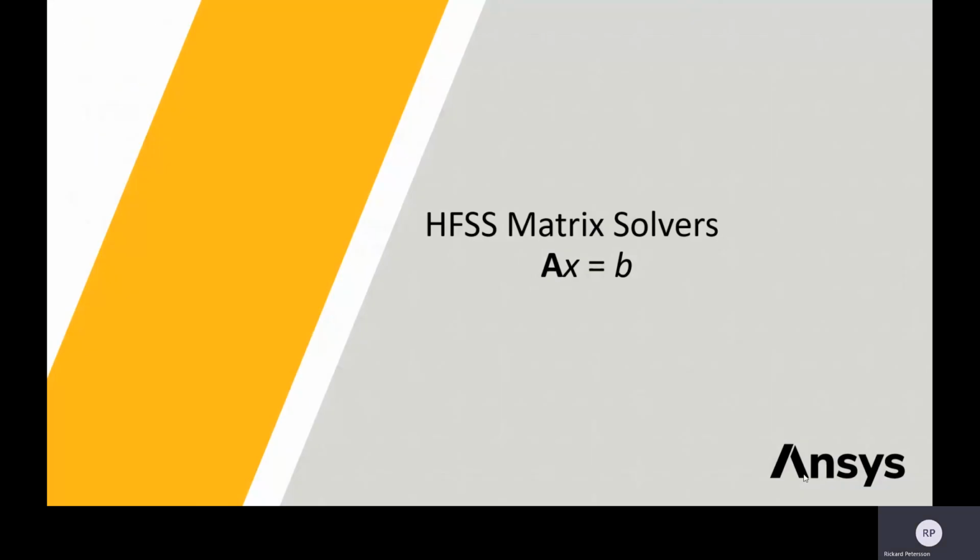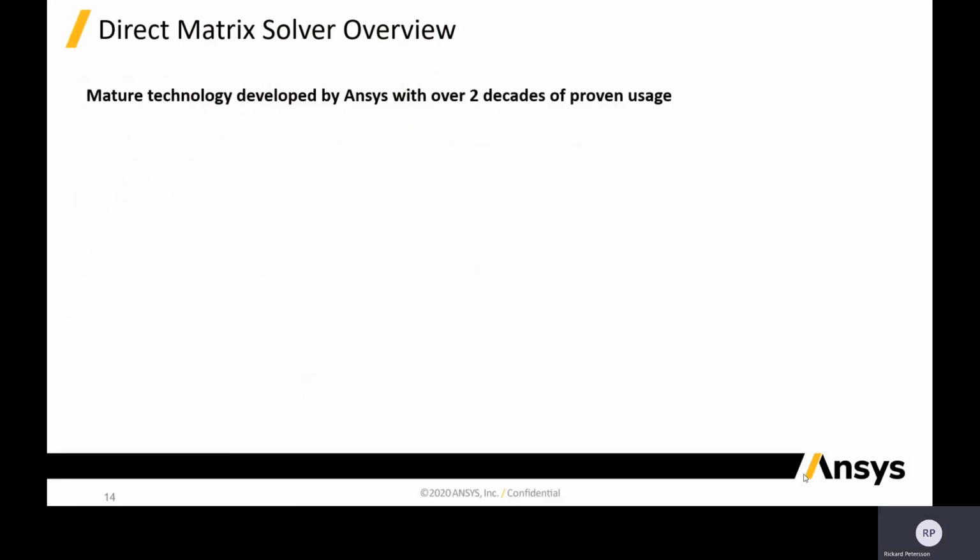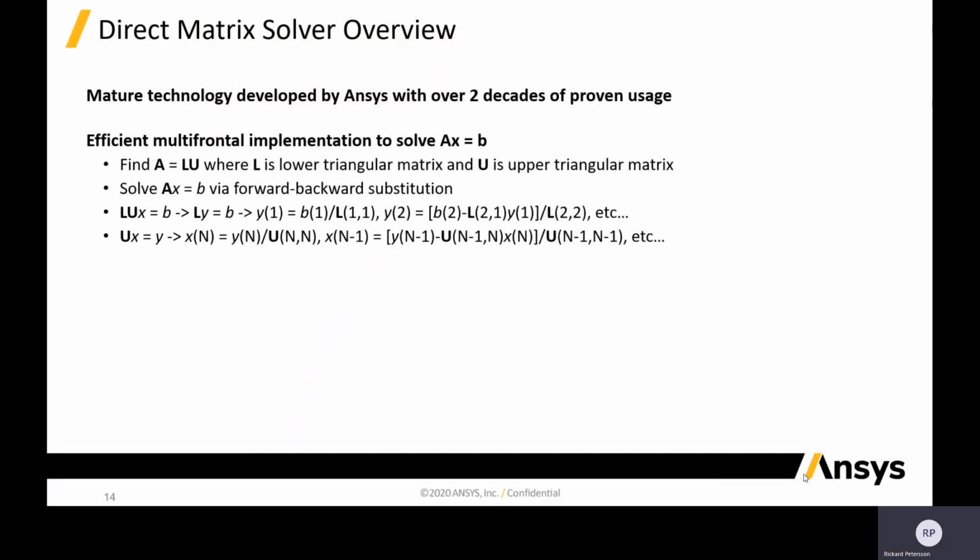Next, I want to discuss the matrix solvers used to solve Ax = b. So domain decomposition is a way of solving this, but it relies on both the direct and iterative solvers that I'm going to discuss next. So the most commonly used solver in HFSS is the direct matrix solver. And it's a mature technology that we developed at Ansys over the last 2 decades. And it's been proven ever since by lots of users. It is an efficient multifrontal implementation to solve the system.